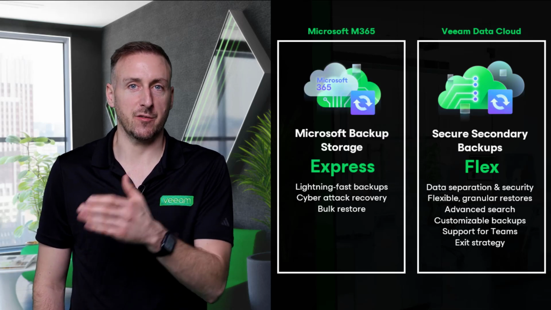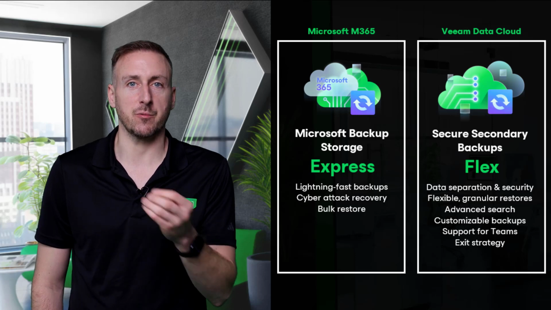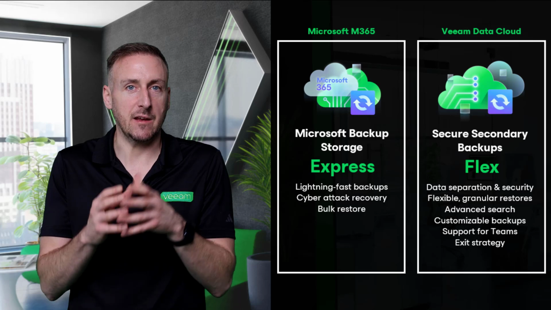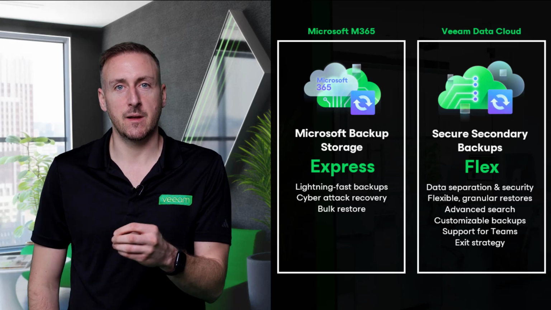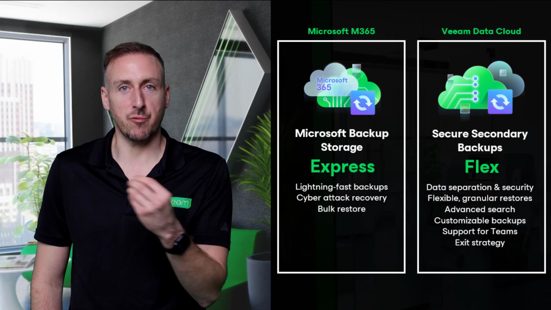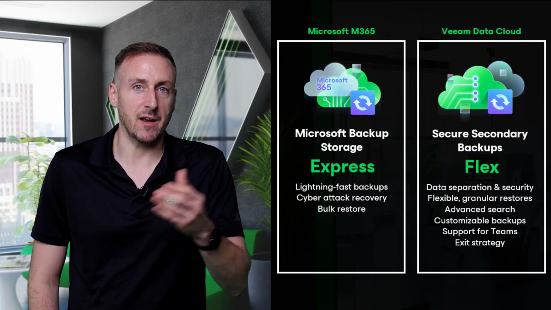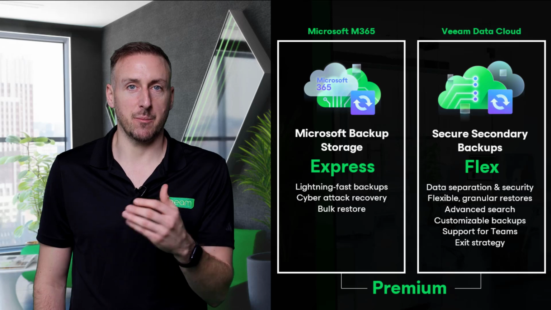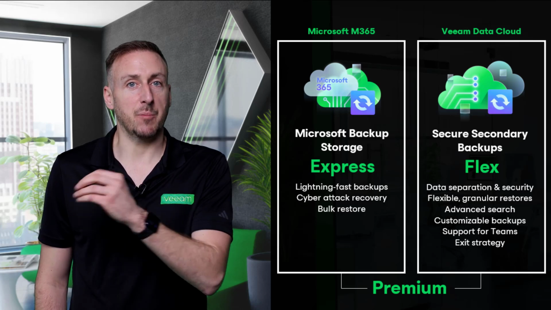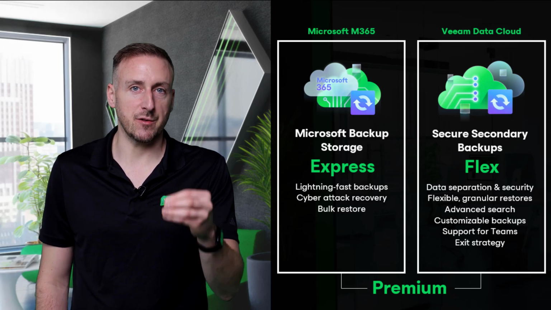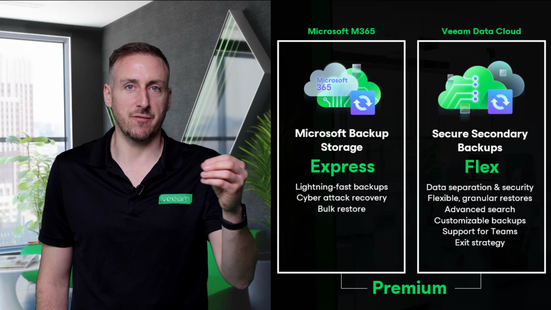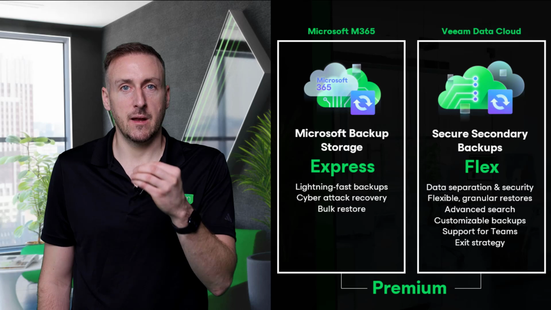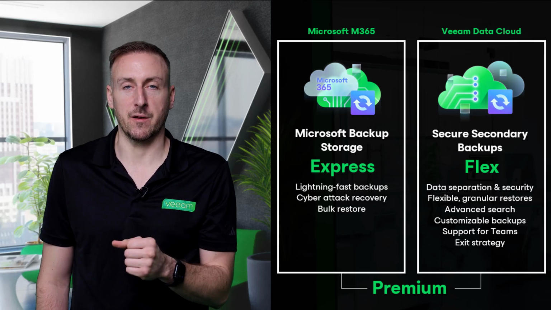Second up, we have Express, which is based on Microsoft backup storage, a bit like primary storage snapshots. It gives you lightning fast backup and restore and fast, easy bulk restore capabilities in the event of a disaster or cyber incident. Finally, we'll take a look at Premium, which is the best of both worlds: the granular restore and retention capabilities of Flex, coupled with the performance and bulk restore speed of Express.